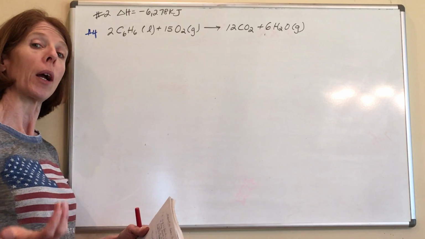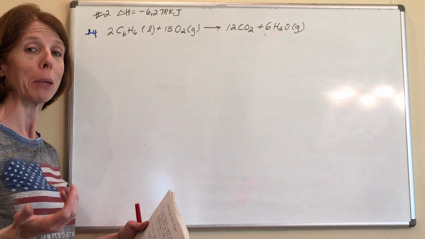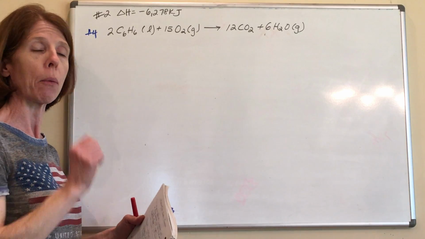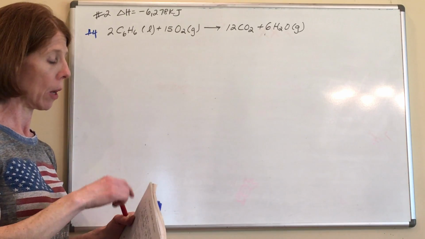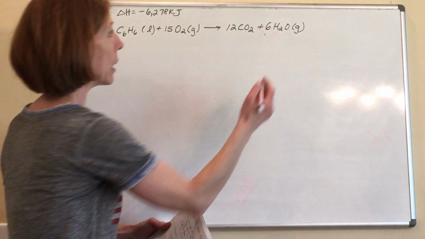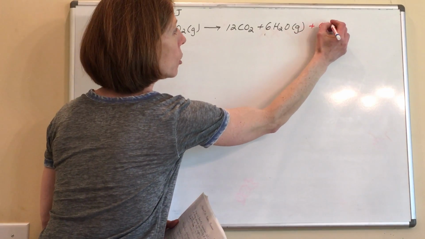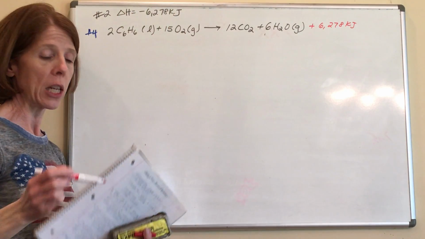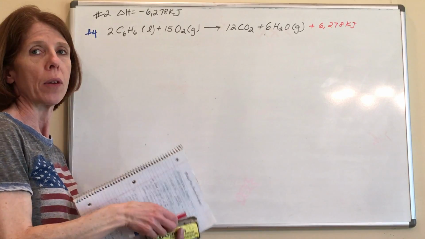So what kind of reaction do we have? We have a complete combustion. And we know that all complete combustion reactions are exothermic, meaning they release energy into the surroundings. What we calculated in problem number 2 was the amount of energy released, 6,278 kilojoules.